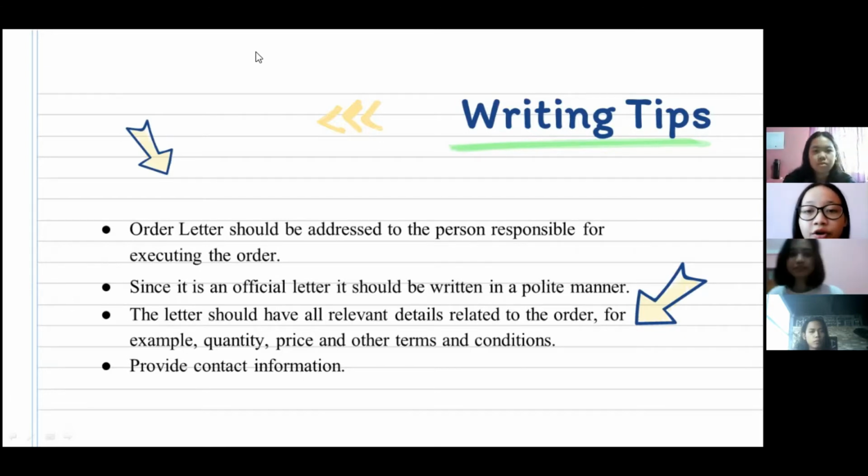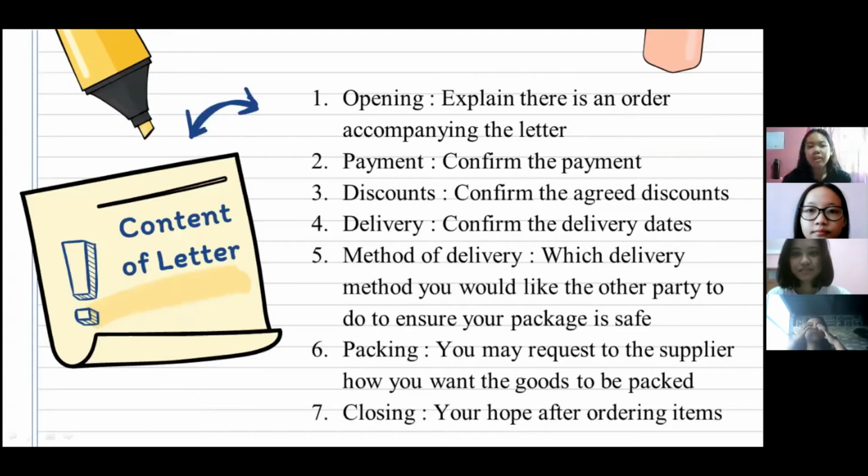The letter should have all relevant details related to the order, for example, quantity, price, and other terms and conditions. Buyers can ask for what they want, for example, double packs, freight forwarding services, and so on, so that we as sellers can satisfy customers. Last, provide contact information. This one is very important. Provide a contact that can be reached to ask for information that is not clear and also makes it easier for goods delivery.